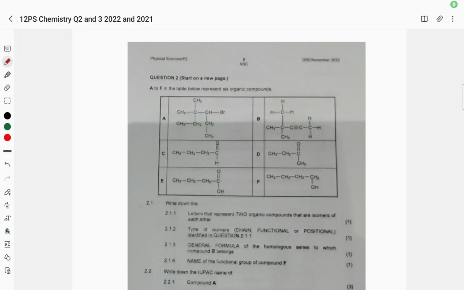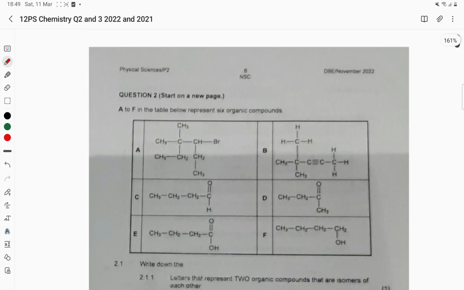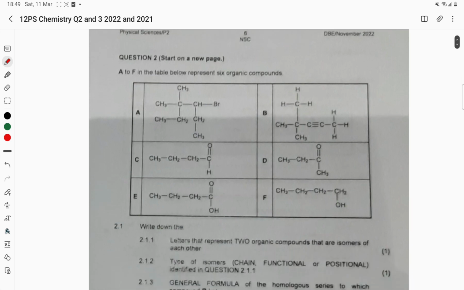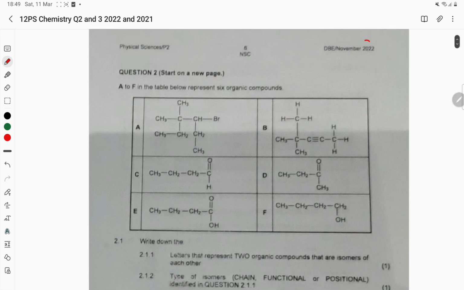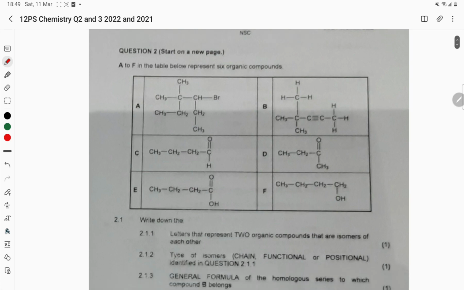Right, so welcome. We're going to do the question 2s and 3s from 2022 and 2021, it's paper 2 chemistry. So let's just dive right in. So here's question 2 for 2022.